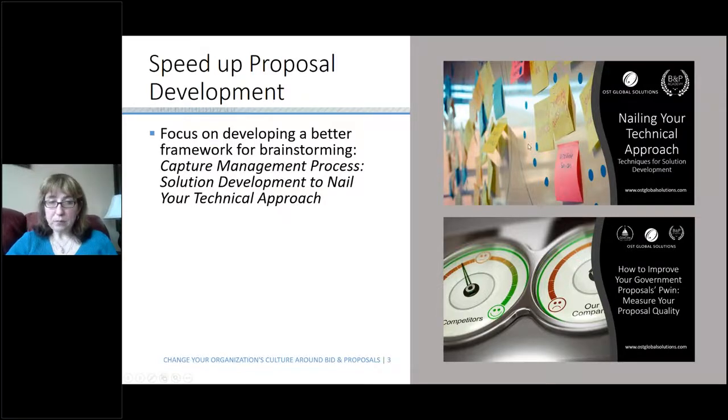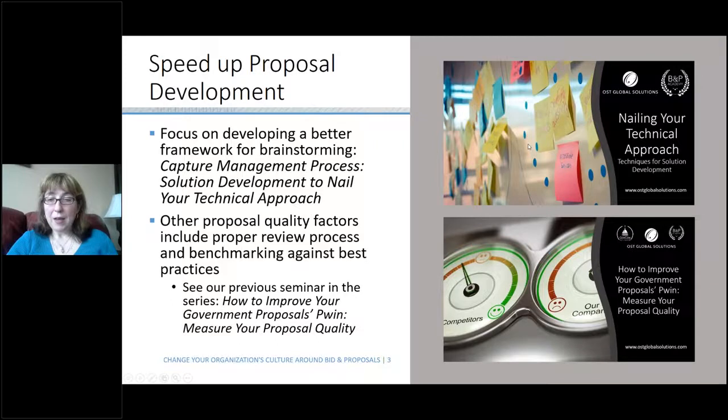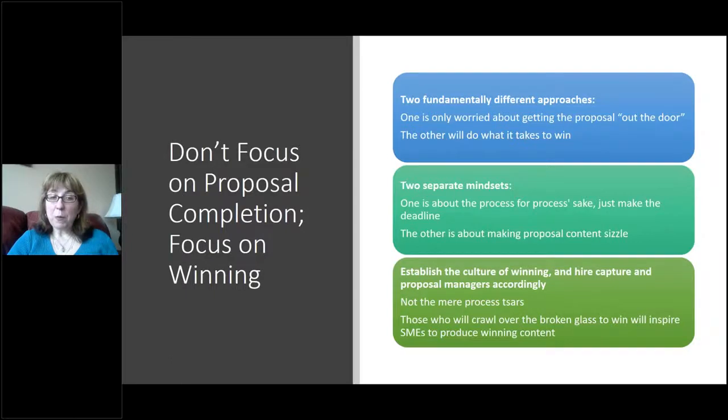And we also have another presentation in this series, how to improve your government proposals Pwin, measure your proposal quality. Check that out as well so that you can benchmark against best practices and implement some proposal quality measures in your organization. Don't focus on proposal completion, focus on winning.